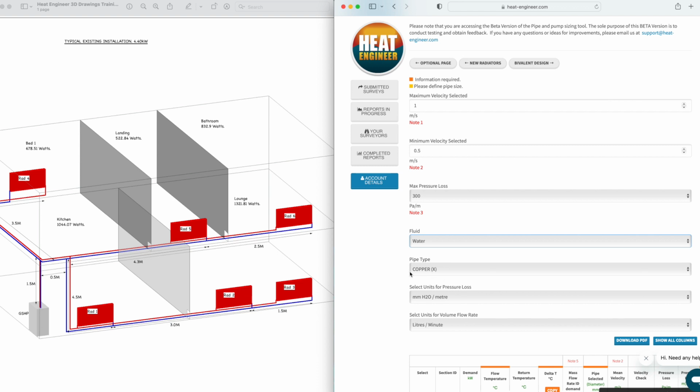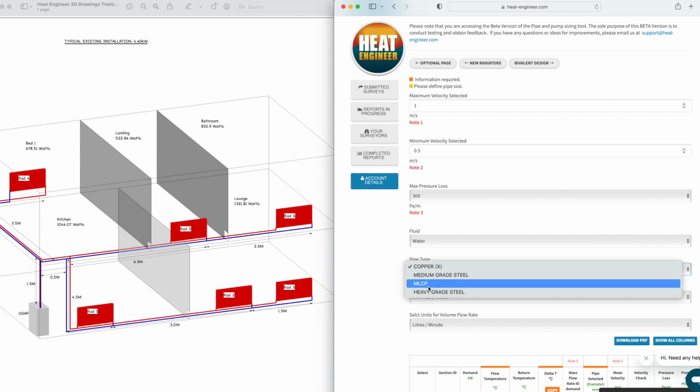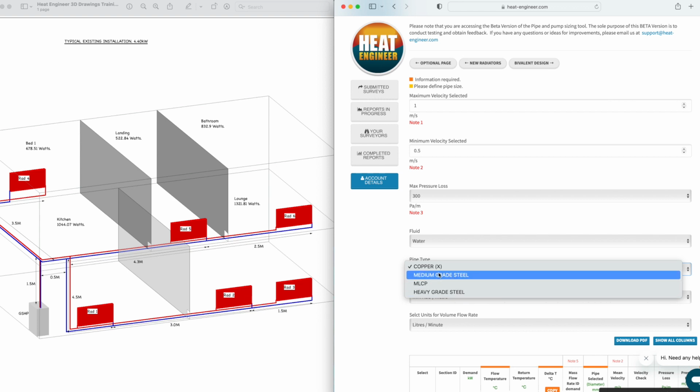We've got our pipe type here. Now, what we are going to be adding in version 2, which is being beta tested as we stand now, we will be adding some more pipework options. Certainly copper table Y will be added, which is obviously your soft copper for a lot of microbore systems that are existing.